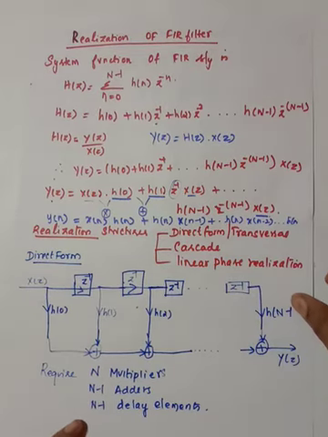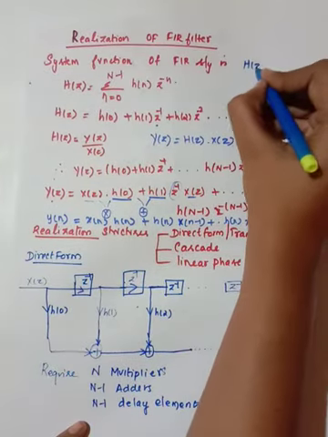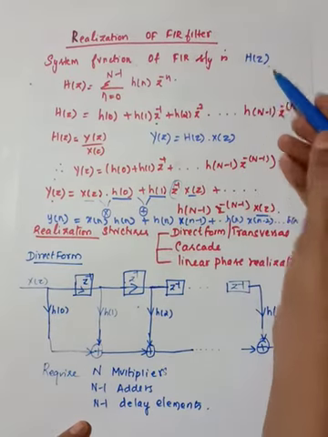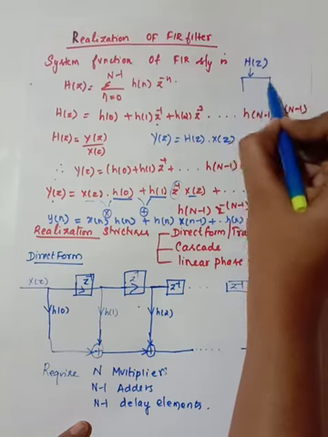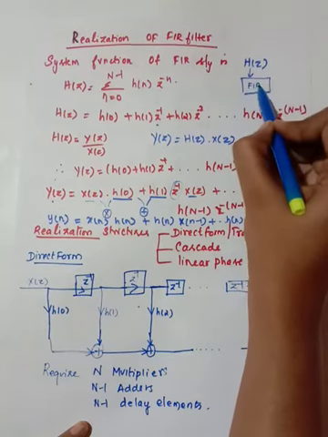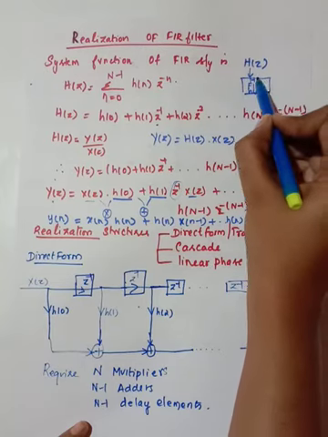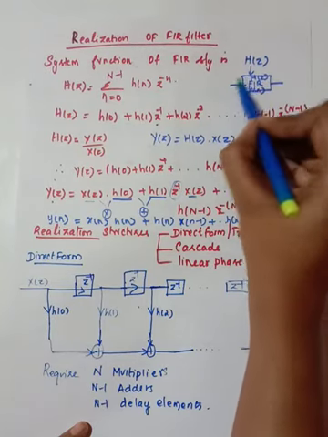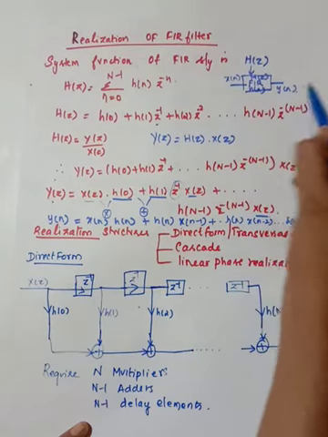Hi students, in this video we are going to discuss the realization of FIR filter. Using the design techniques we have designed the transfer function of the filter. Now, for an FIR filter, you will have an impulse response h of n. In the Z domain you will represent the transfer function. When you give an input x of n, you will obtain an output y of n.